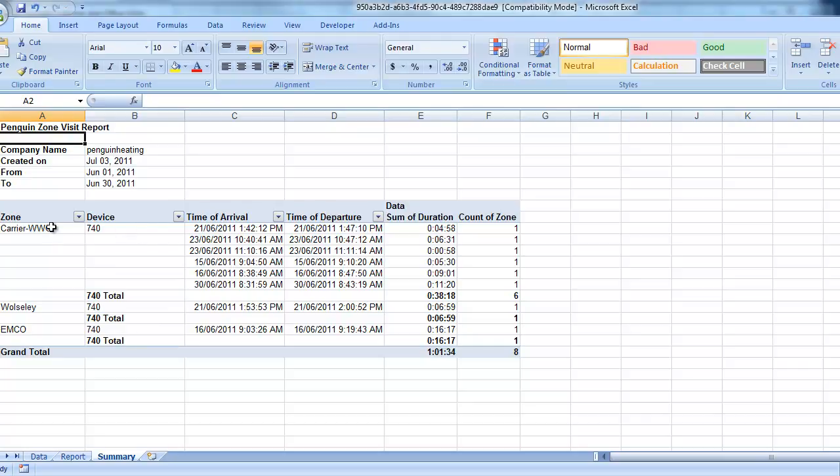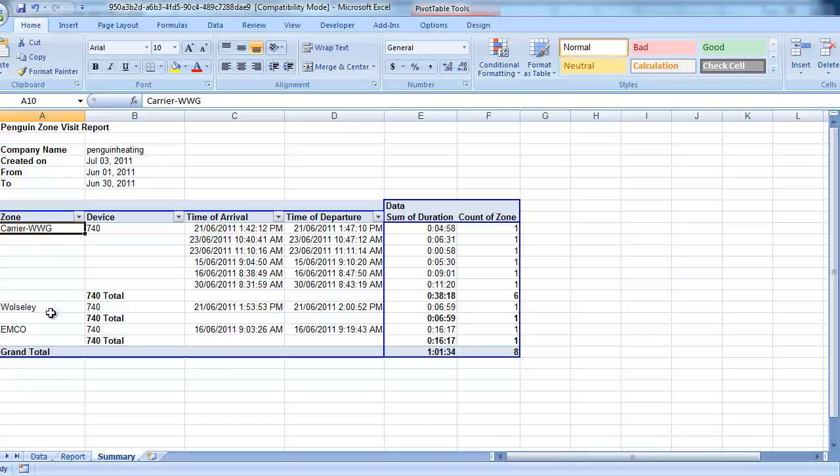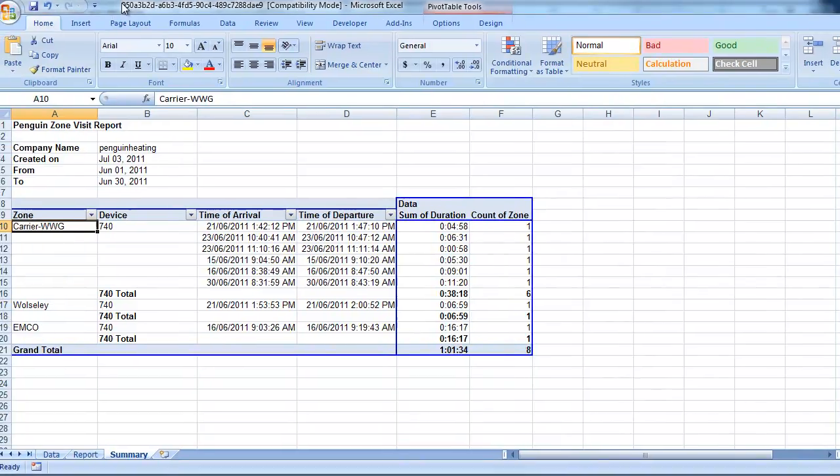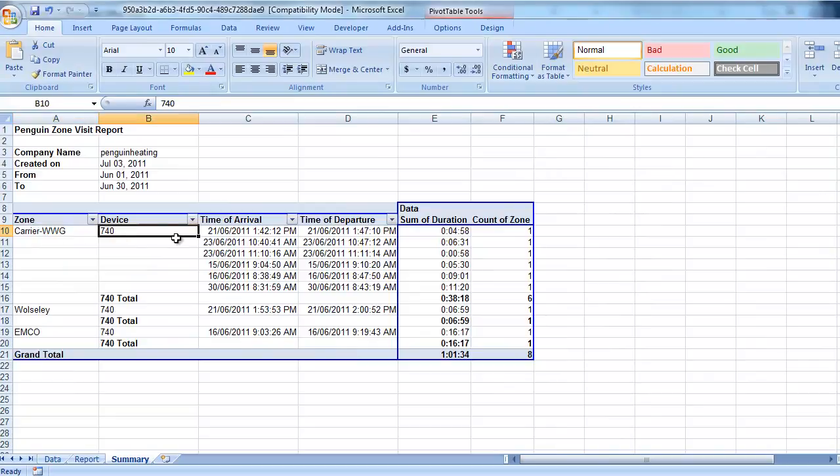So instead of breaking it out by device, I've broken it out by the actual wholesalers here. So carrier, device 740, what time he arrived, what time he departed, total time spent, total count. Down at the bottom, here's the summary of how much time that driver spent at this wholesaler and the number of times that driver went to that location. So you could count them up 1, 2, 3, 4, 5, 6, but I've subtotaled it down here for you so you can see it nice and quick.